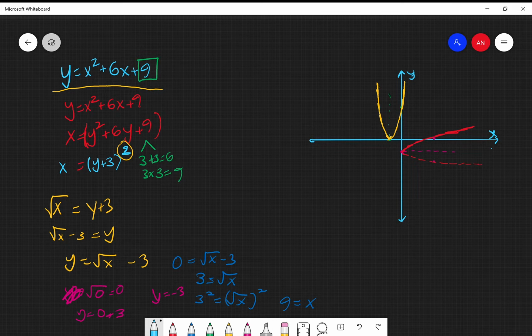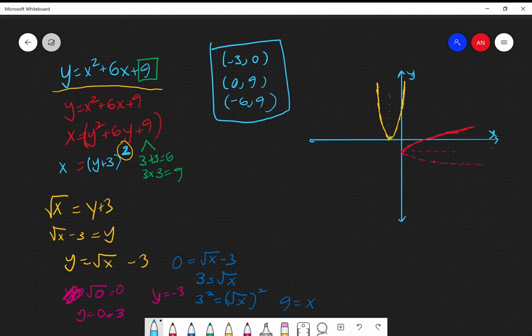Here's a cool thing about inverses. Let's take a few points from our first original graph. Let's take, of course, our vertex, (-3, 0). Then let's take the y-intercept, (0, 9). And then let's take the other point that we said exists. It would be (-6, 9). So these three exist in the original equation.